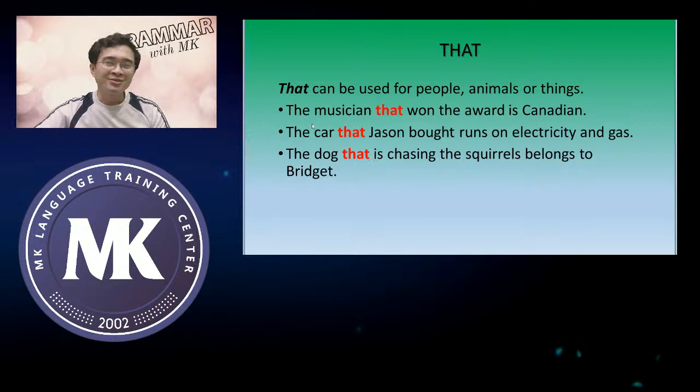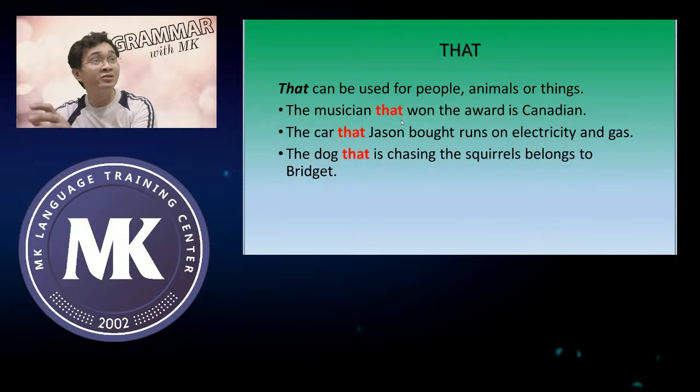For example sentence, we have: The musician that won the award is Canadian. Or you can also change the word that here. You can say who: The musician who won the award is Canadian. And here, if you notice, the subject musician is followed by that, so the that clause is found after the subject. And remember, this that clause, or these WH clauses, or the clause is describing the subject, which is musician.